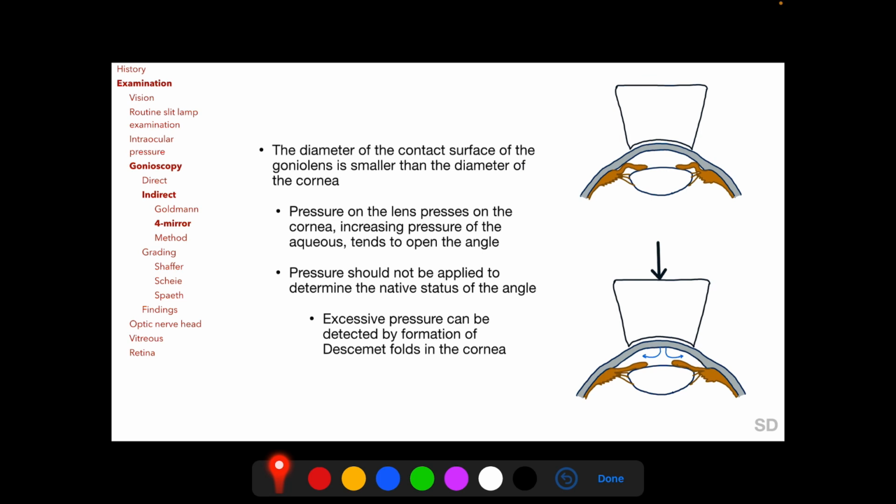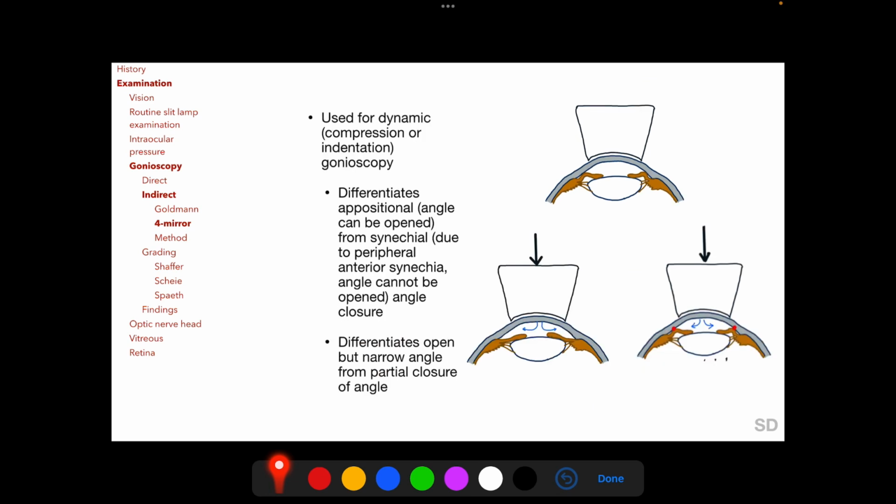However, as with the Goldmann lens, pressure should not be applied on the 4-mirror lenses also when determining the native status of the anterior chamber angle, and excessive pressure on the gonio lens can be detected by formation of Descemet's folds in the cornea. However, there is a specific use of 4-mirror gonio lenses which involves pushing the gonio lens towards the eye, and this is called dynamic gonioscopy, which is very important to remember.